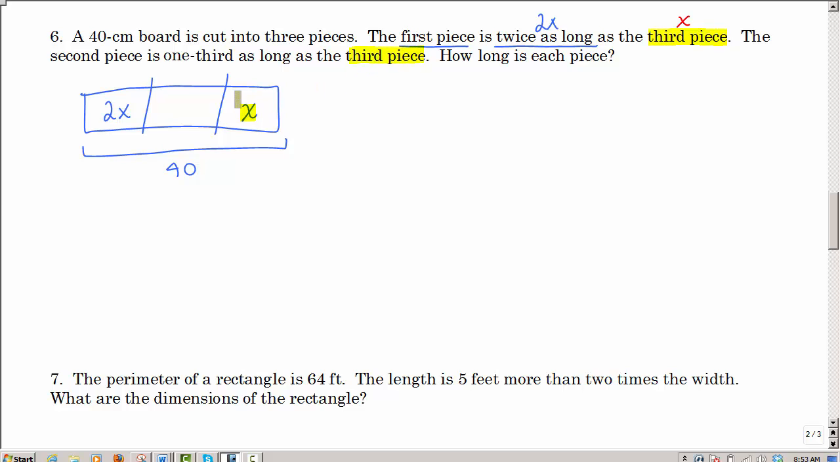So again, we're looking at that third piece. The second piece is 1/3 as long. Now that's not the most common language, but 1/3 of something means to multiply by 1/3. So yes, we have fractions. Okay, so twice means 2 times. All right, that's something we're going to see a lot. Means 2 times. Okay, 1/3 as long, multiplying by 1/3.